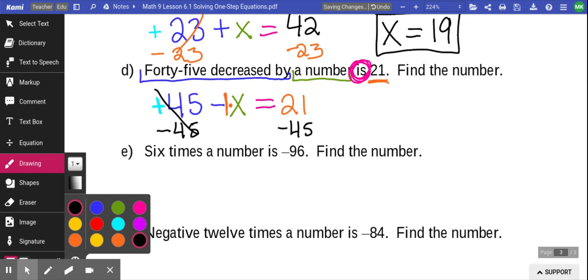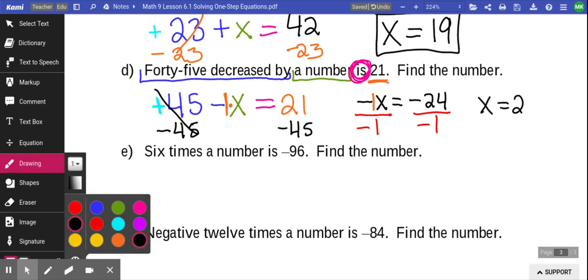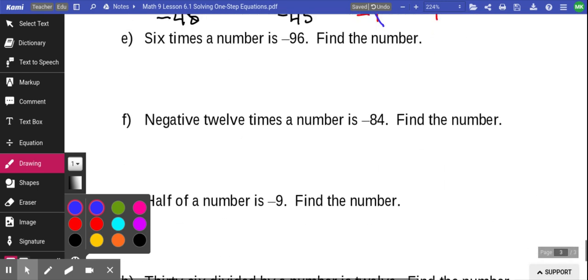And I'm left with negative x equals 21 minus 45, which is negative 24. I now have this invisible negative 1 times x. The way I get rid of that is by dividing both sides by negative 1. That leaves me with x equals positive 24. Because those negative 1s would cancel on the left, and then negative divided by negative becomes a positive. Awesome. We have 4 left.